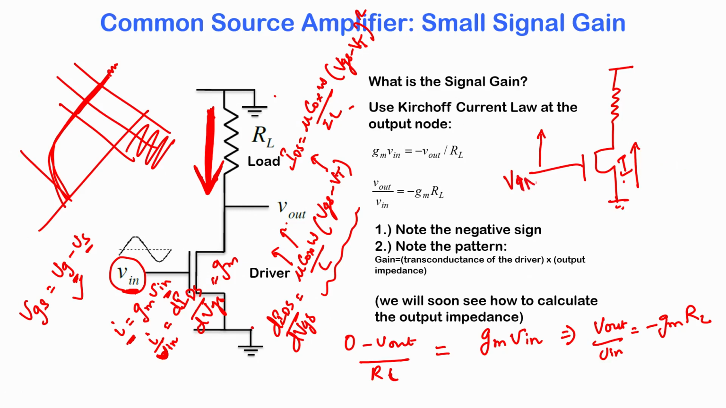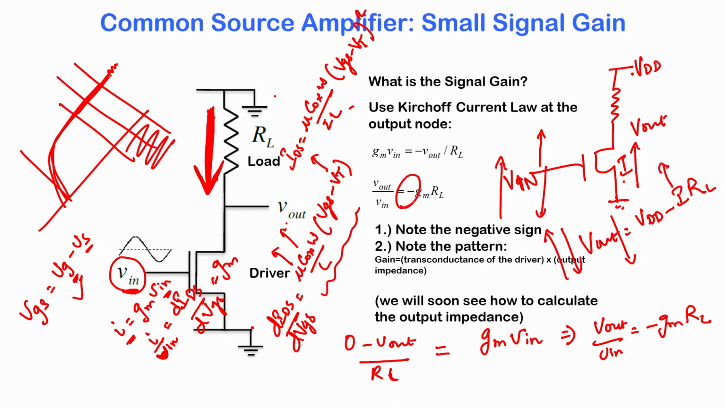So this is the gate voltage. If Vin goes up, the current in the MOSFET increases. If the current in the MOSFET increases, the voltage drop across the resistor increases. That is V out. And what is V out? V out is VDD minus the current into RL. So if the current increases, V out comes down. Therefore, if Vin increases, V out comes down, and if Vin decreases, V out goes up, and therefore there is a negative sign here showing the phase shift.